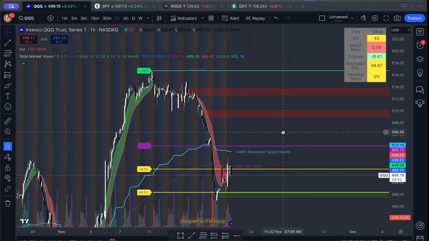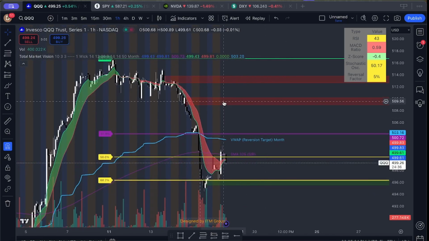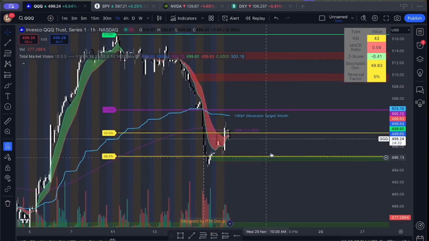I did forget to mention one thing. We also have order blocks here. This is for supply and demand zones, so high liquidity areas that you can target. These are the supply zones, and then the green are demand zones, which also factor into that.